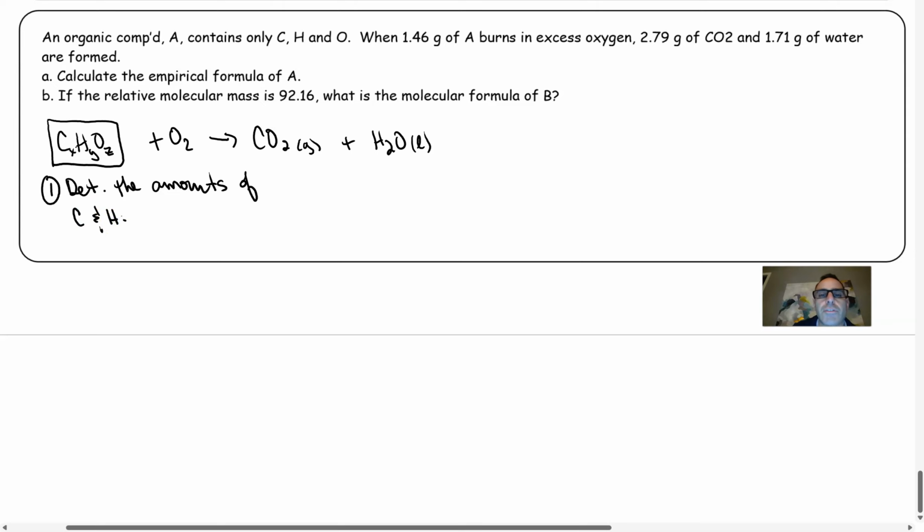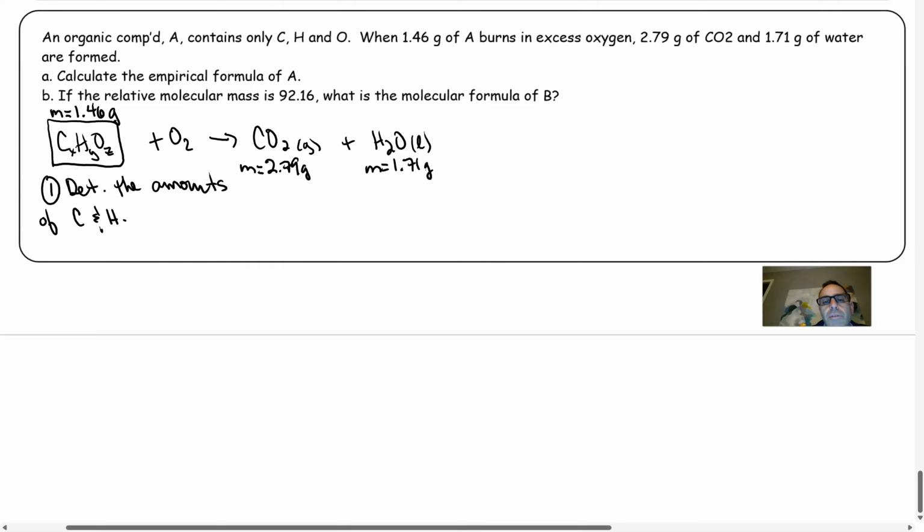Now that might seem a little tricky. We have to remember that this initial compound had a mass, and that mass was equal to 1.46 grams. Now when we burnt the compound, we got 2.79 grams of carbon dioxide, and we got 1.71 grams of water.